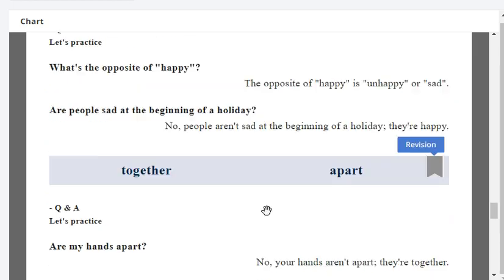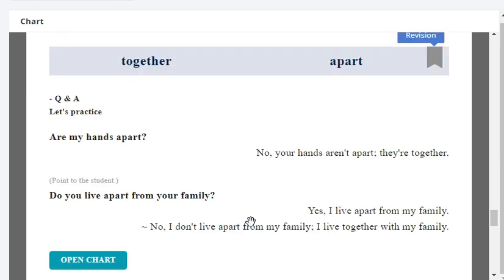Very good. What's the opposite of happy? The opposite of happy is unhappy, or sad. Are people sad at the beginning of a holiday? No, people aren't very sad at the beginning of a holiday. They are very happy. Very good. Are my hands apart?